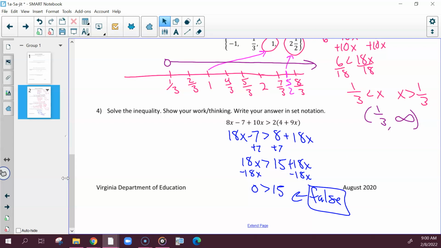So we would just stop by saying this is a false statement. This inequality is false, either of those. We wouldn't do anything else with it. Do we have questions on that one?